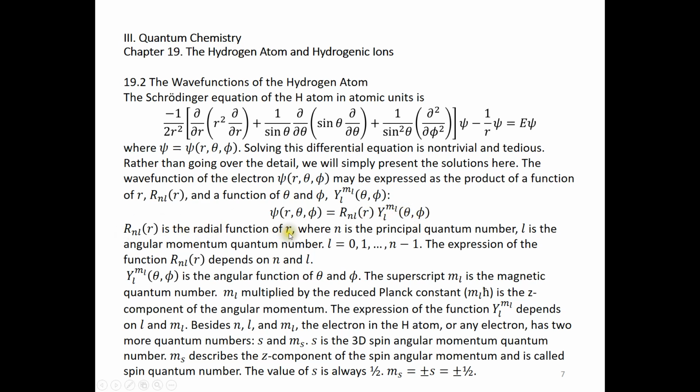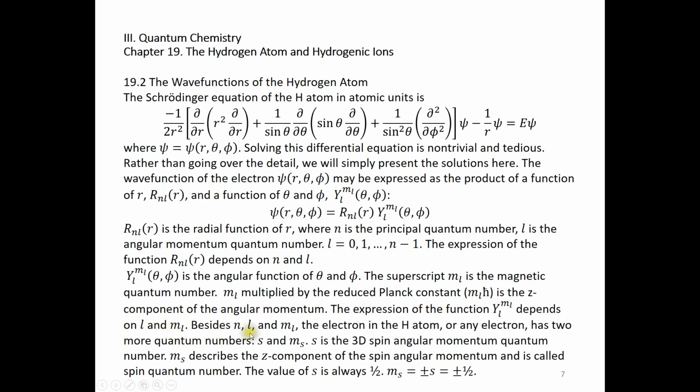So the radial function of r depends on both n and l. N is the principal quantum number, L is the angular momentum quantum number. L can be from 0 to n minus 1. In this Y function, the angular function of theta and phi depends on two quantum numbers. One is this L, the angular momentum quantum number, and m sub L, which is the magnetic quantum number. M sub L multiplied by h bar is the z component of the angular momentum. And again, the expression of this angular function Y depends on both L and m sub L.